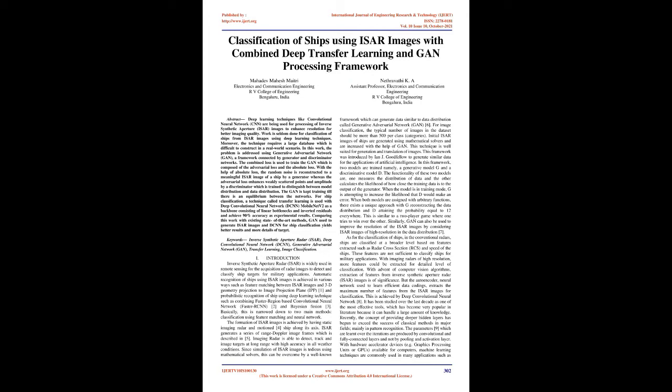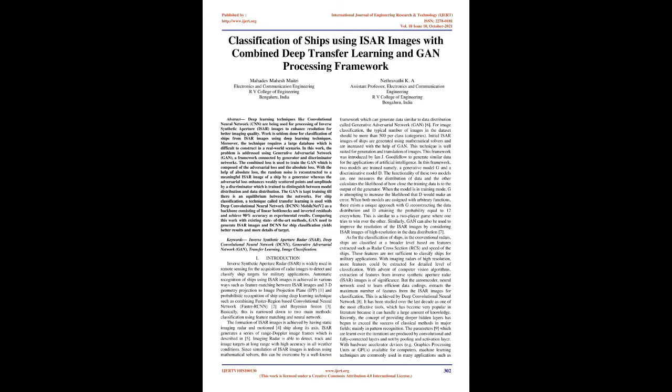The formation of ISAR images is achieved by having static imaging radar and motion for ship along its axis. ISAR generates a series of range Doppler image frames which is described in [5]. Imaging radar is able to detect, track and image targets at long range with high accuracy in all weather conditions. Since simulation of ISAR images is tedious using mathematical solvers, this can be overcome by a well-known framework which can generate data similar to data distribution called Generative Adversarial Network, GAN.